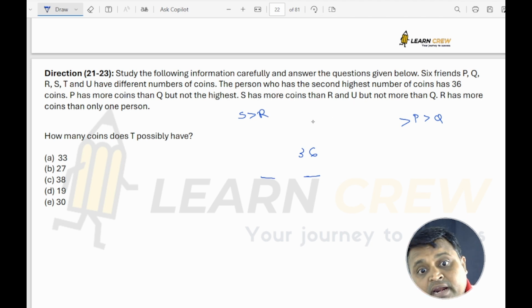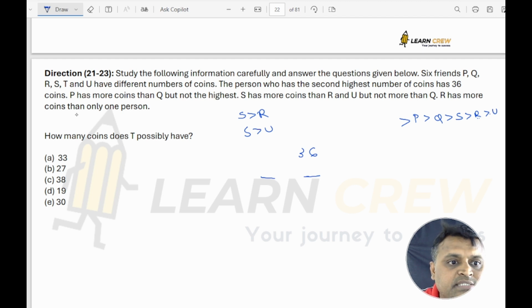S has more coins than R and U. S is greater than R, S is greater than U, but not more than Q. So Q is more than S. Whether R is greater than U or not, we have to see. R has more coins than only one person. S should definitely be more than U.